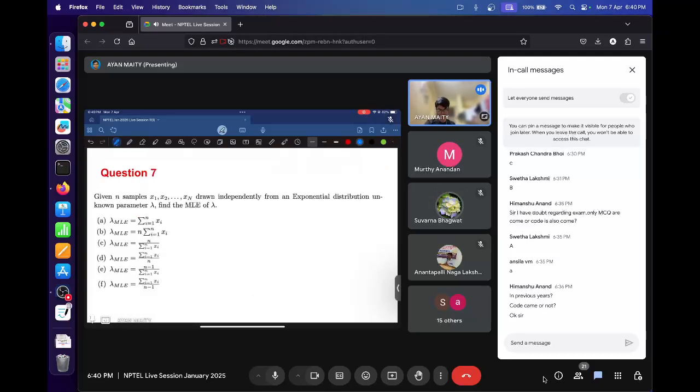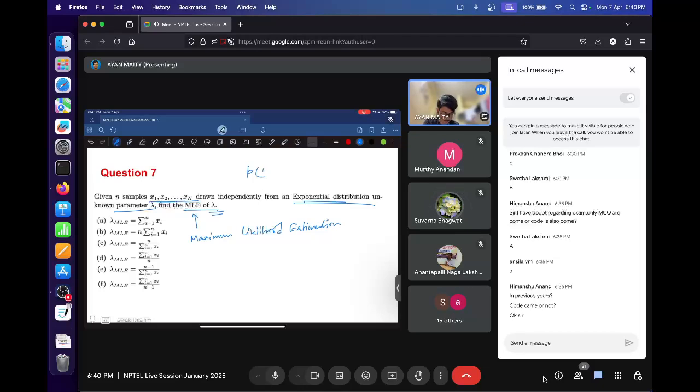Now question 7. Given n samples x1, x2 up to xn drawn independently from an exponential distribution with unknown parameter lambda, find the MLE of lambda. MLE is maximum likelihood estimation. So, the MLE of lambda for the exponential distribution.